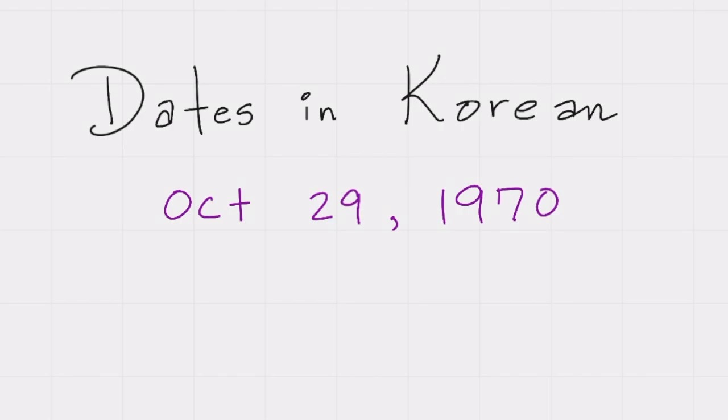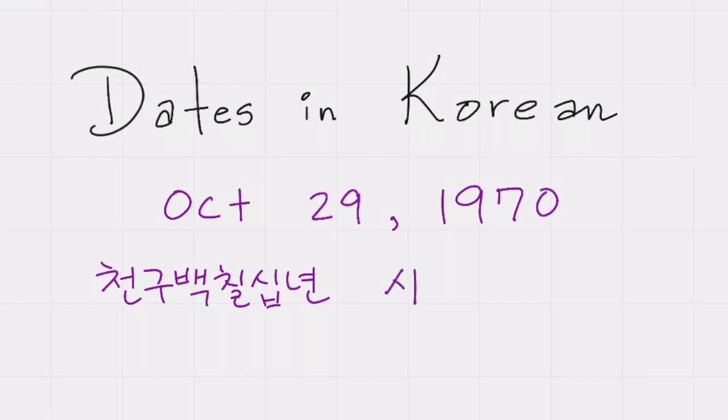So 1970년, 1970, and then 년, year. And then October, instead of a sheep, we just say she, modify it. 10월, and then 29th. 29일. Okay, so I think that's pretty good.